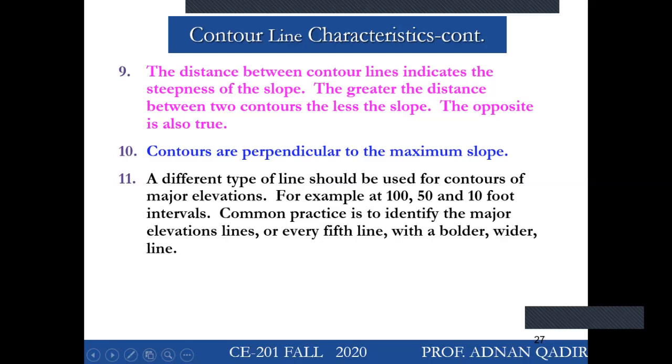Different types of lines should be used for contours of major elevations like 100, 50, and 10 foot. Commonly practiced is to identify the major elevations or every fifth line with a wider line. So if you are showing a map, for every change of 100 feet, you will have a different color. You can use those different colors, or you can just make a line thicker than the ordinary lines.